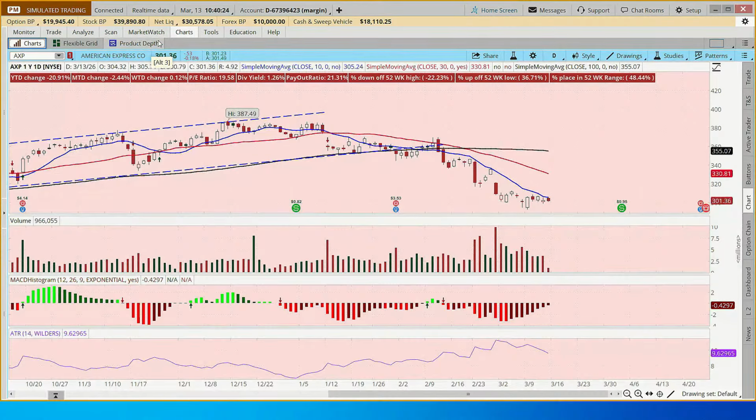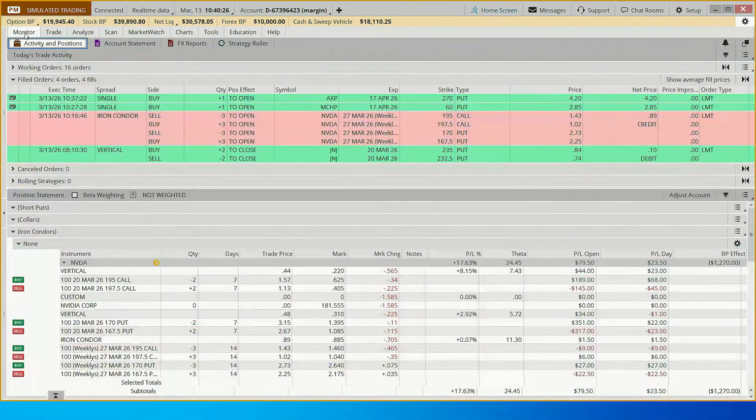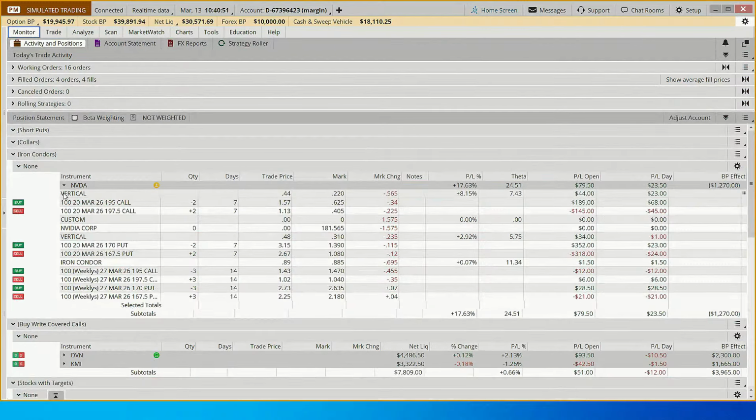Okay. So when we come and look at our trades here, we've done an iron condor on Nvidia, and then we've done 2 bearish trades, one on a tech stock, MCHP, and one on a financial stock, American Express. Okay, I know that I've been asked a couple of times to look at our short put verticals. So we've only got 5 minutes left, but let's go have a quick look.